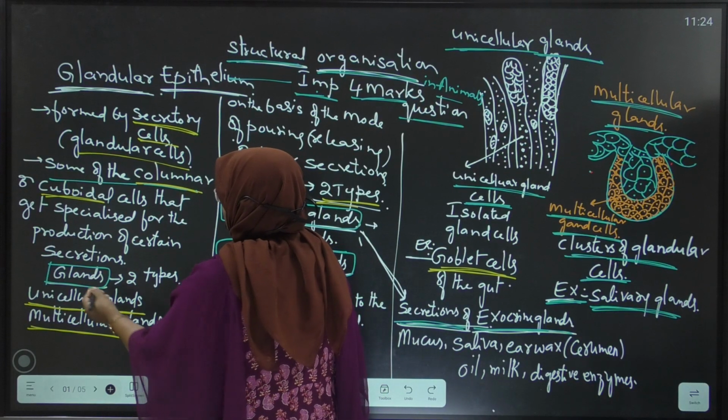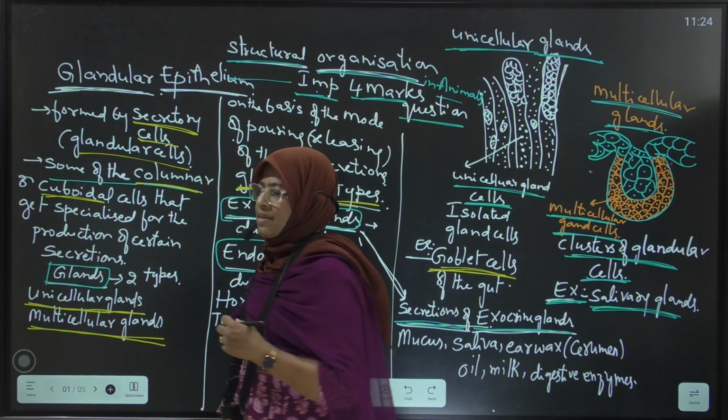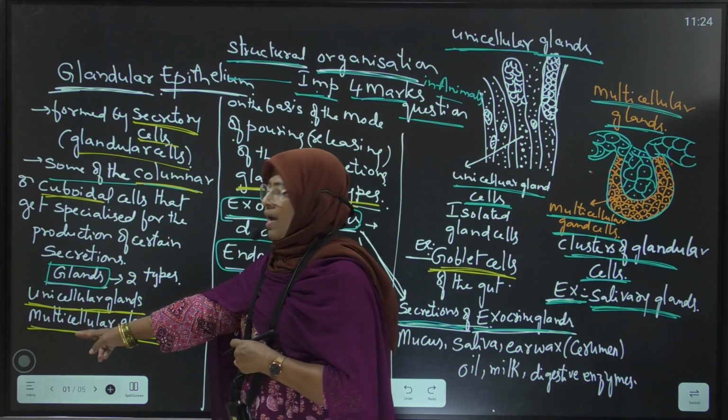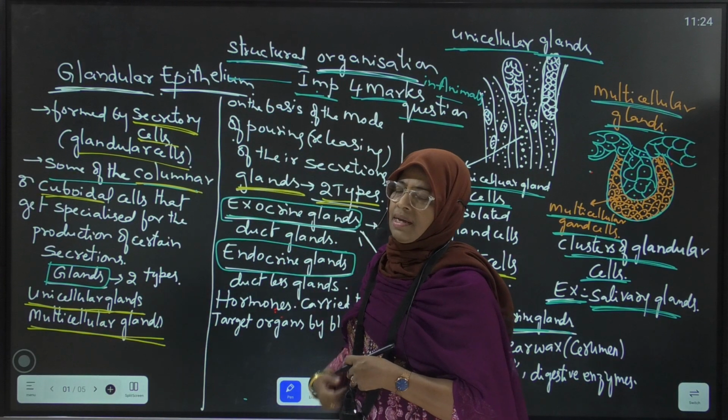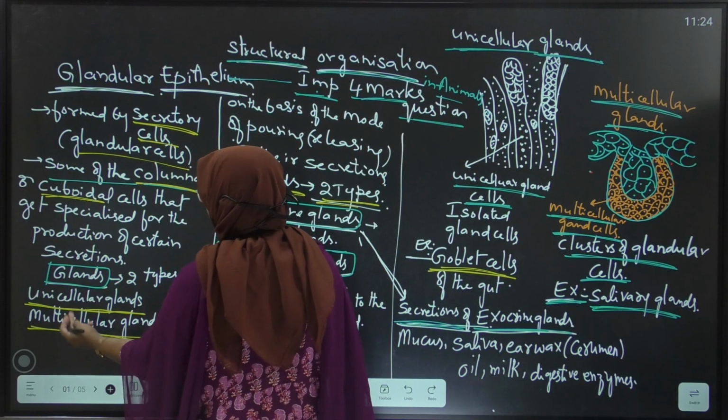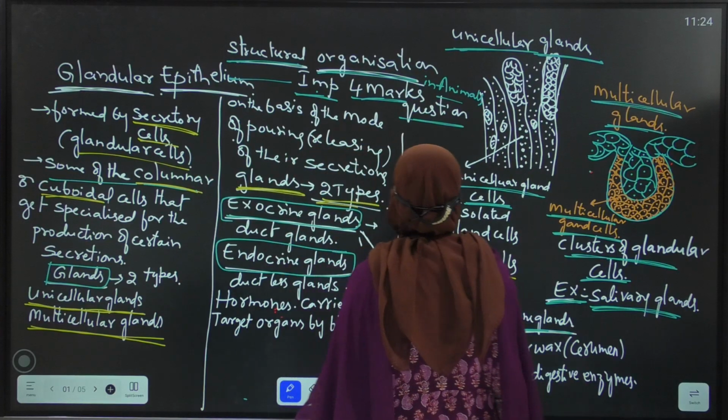Okay. Next, glands are of two types. They are unicellular glands and multicellular glands. Glands are of how many types? Two types: unicellular glands and multicellular glands.